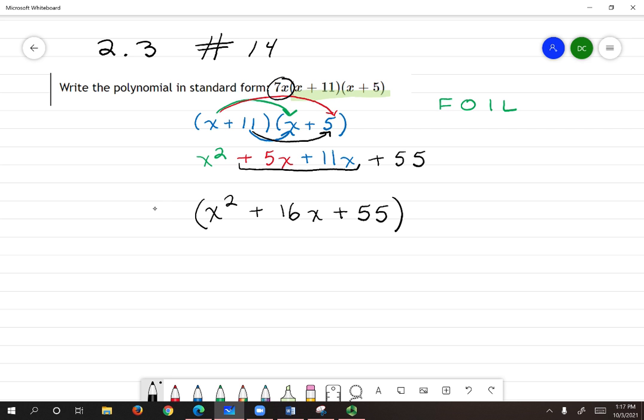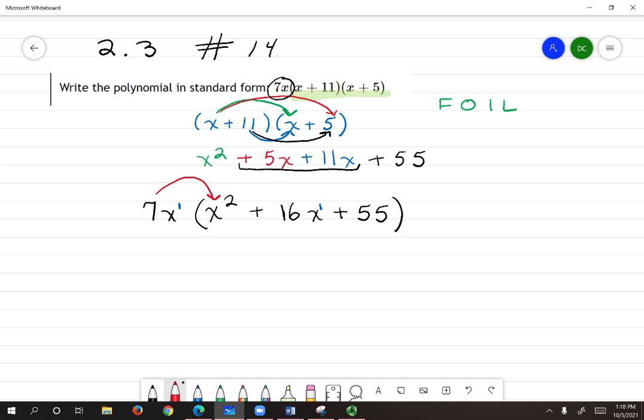We haven't multiplied that through yet, so I'm going to do that. And not only am I going to do that, but anywhere there is an x, I'm going to remind myself that that really means these are x to the first power, okay? All right, let's distribute.